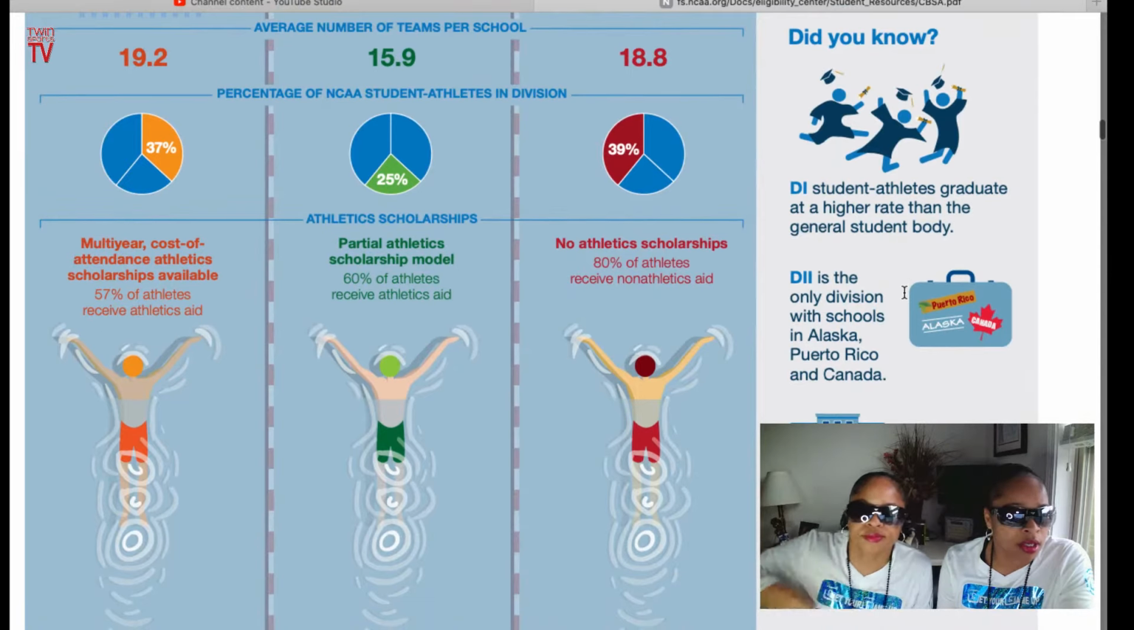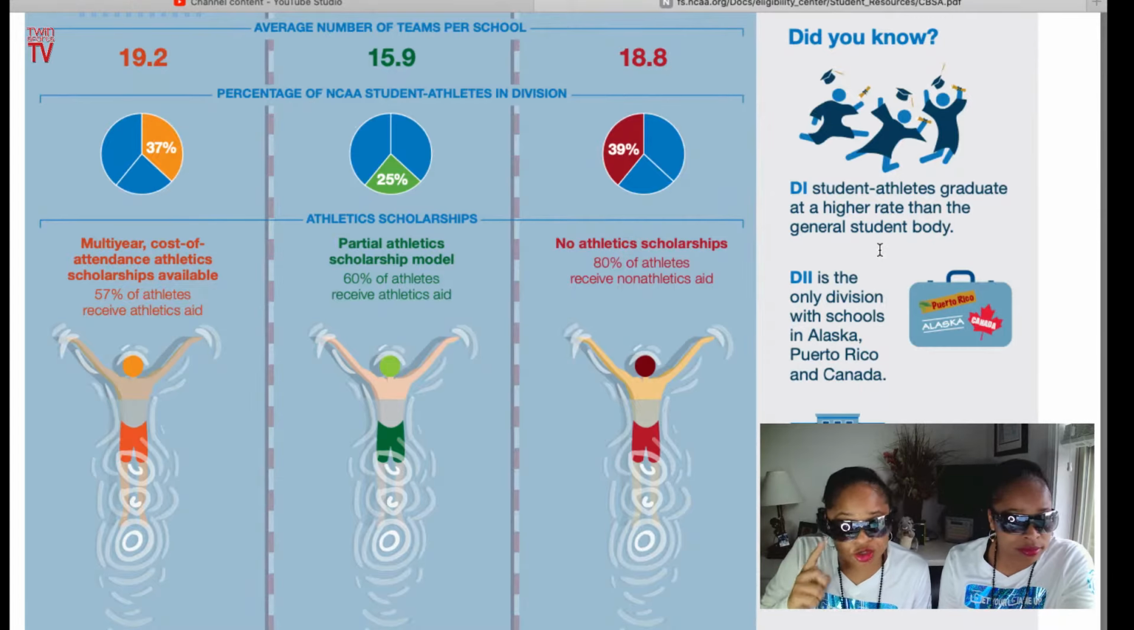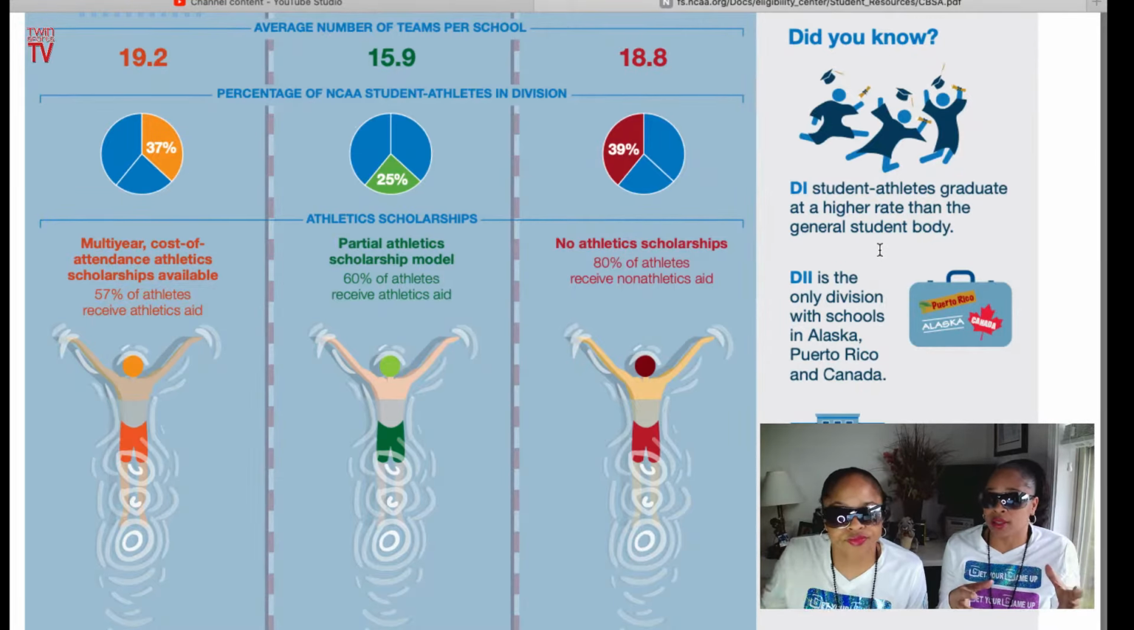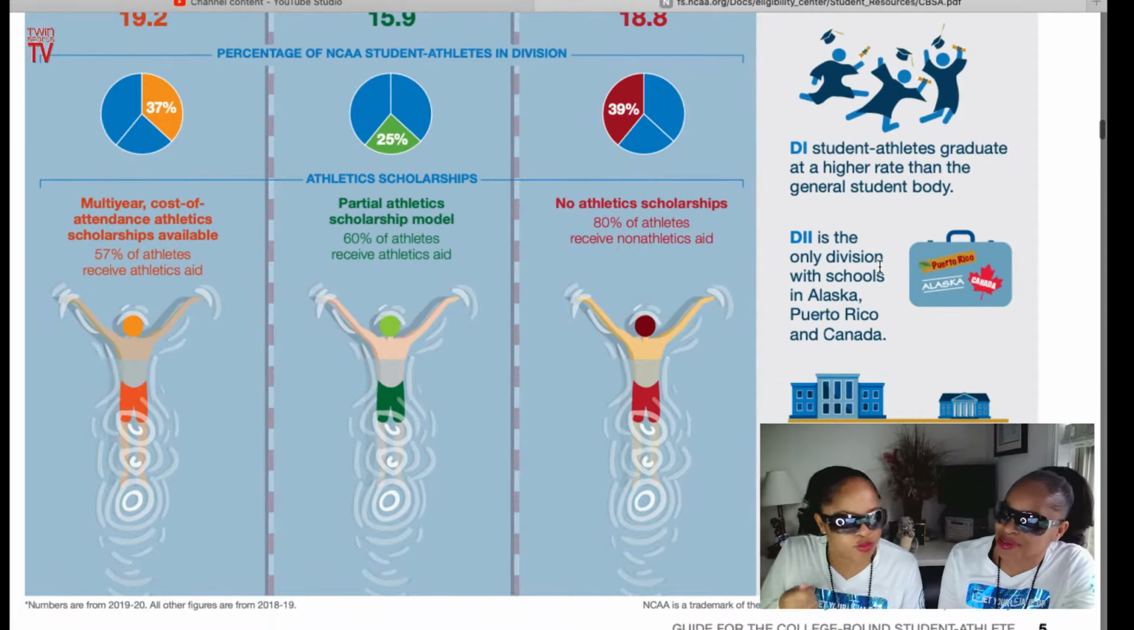D1 student athletes graduate at a higher rate than the general student body. Wow, that's interesting. If you're enrolling as an athlete, you graduate at a higher percentage. The rates are higher for athletes. I think it's because of the discipline. Exactly, I was going to say the same thing.